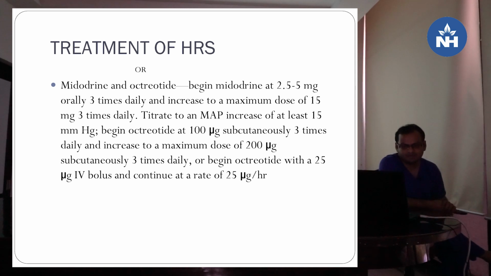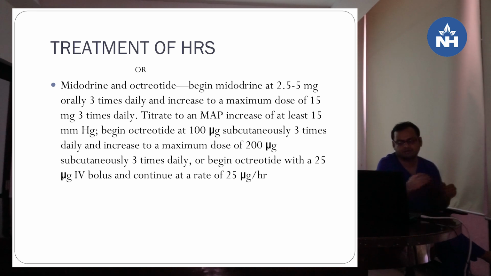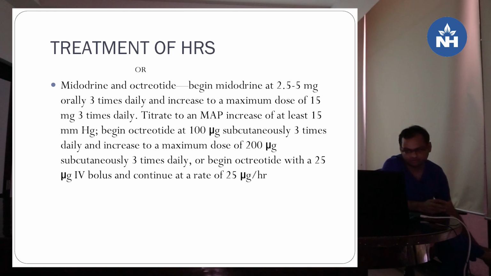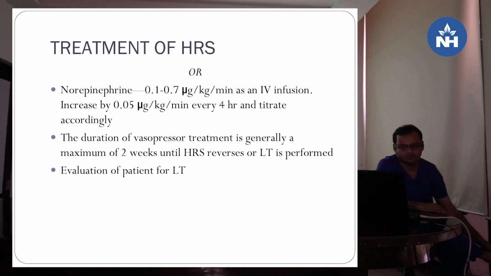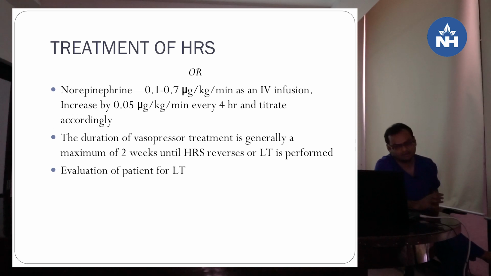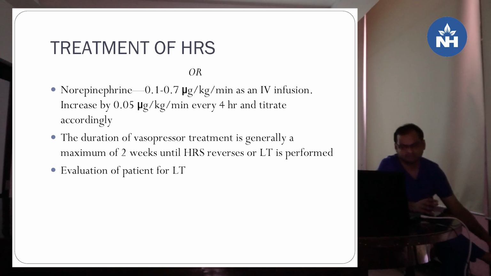Midodrine 2.5 to 5 mg orally 3 times daily, increasing up to a maximum of 50 mg 3 times daily, whereas octreotide we start with a 25 mg IV bolus and continuous infusion of 25 mg per hour, or subcutaneous 100 mg 3 times daily, increasing up to 200 mg subcutaneously 3 times daily. Or norepinephrine, we can use 0.1 to 0.7 mg per kg per minute IV infusion and increase by 0.05 mg per kg per minute every 4 hours, titrating accordingly. The duration of vasopressor support is generally a maximum of 2 weeks, until the HRS is reversed or liver transplantation is performed.